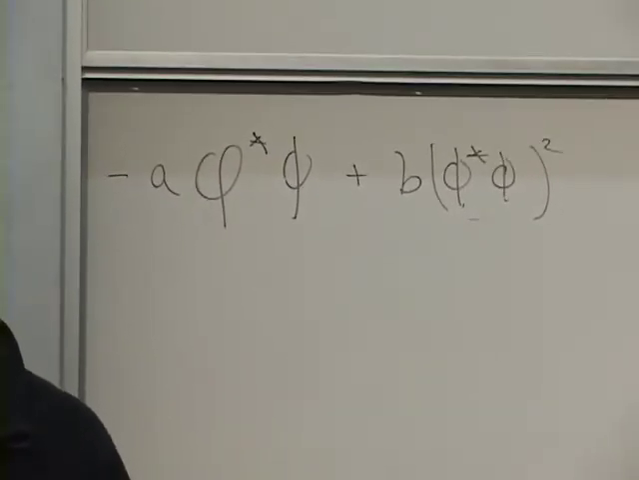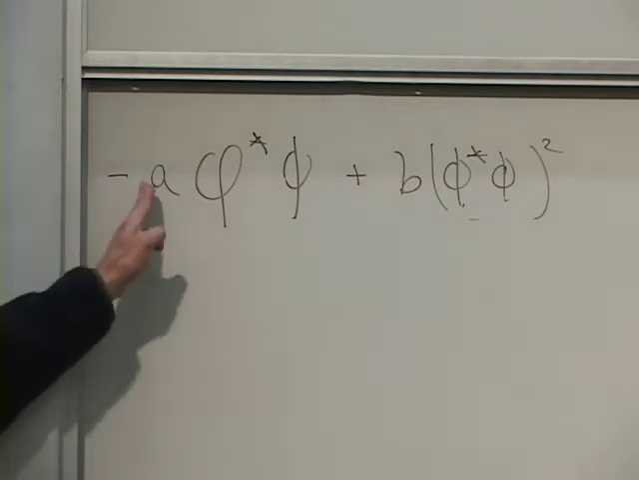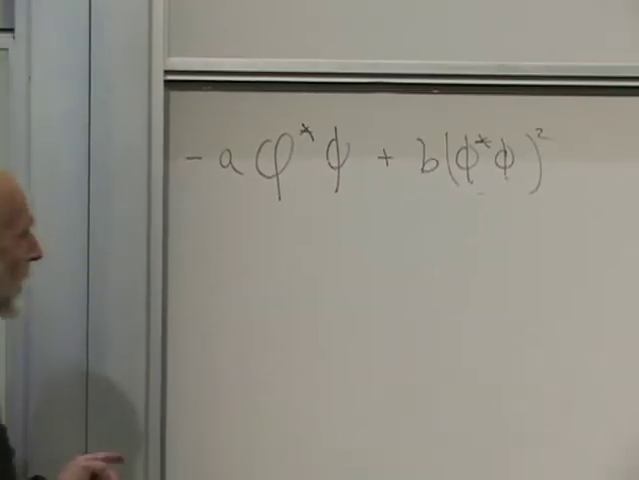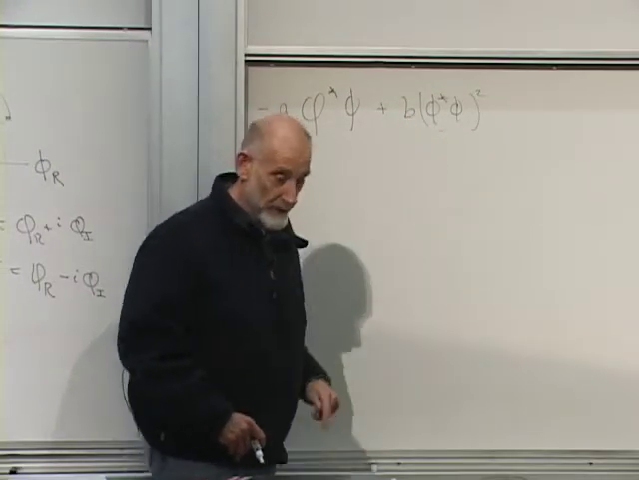The field doesn't want to be at zero. The field doesn't want to be zero because it costs more energy for it to be zero than to move away from zero. Potential energy, because of the minus sign here, favors having phi move away from zero. On the other hand, it doesn't want to move too far from zero if B is positive.